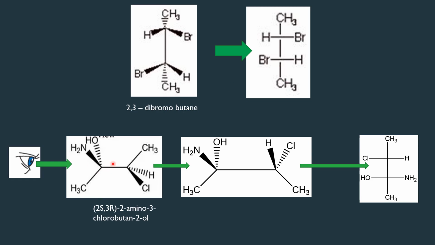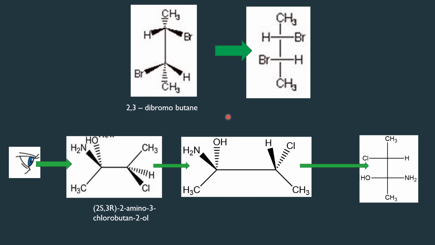We have taken another molecule here, 2-amino-3-chlorobutan-2-ol. When this molecule is viewed from here, this is the nearer carbon to the viewer and this is the distant carbon. Now, before converting this into the Fischer projection, we shall do a rotation about this carbon-carbon single bond to bring this methyl group down. So when the methyl group is brought down, the other groups are also moving and we get this structure.